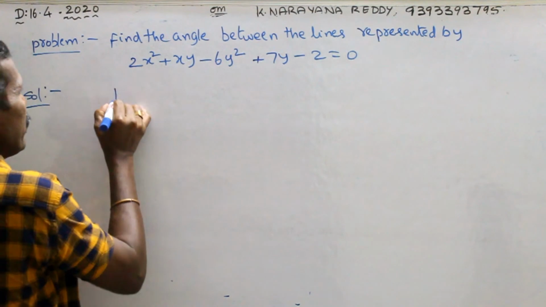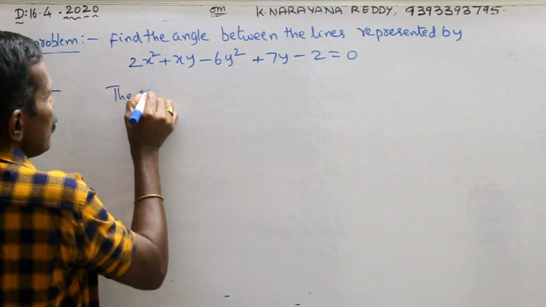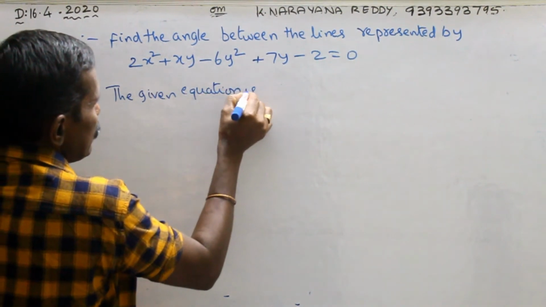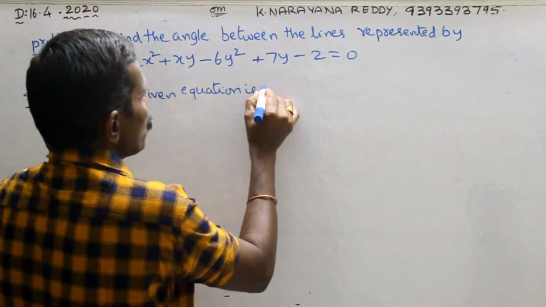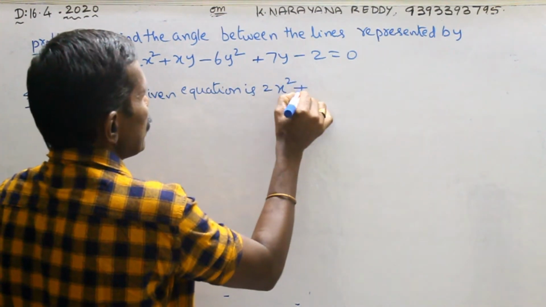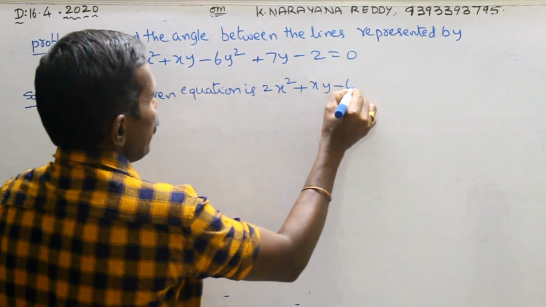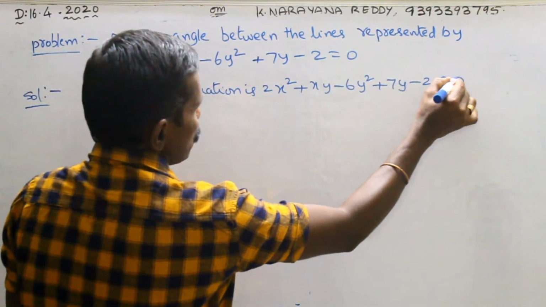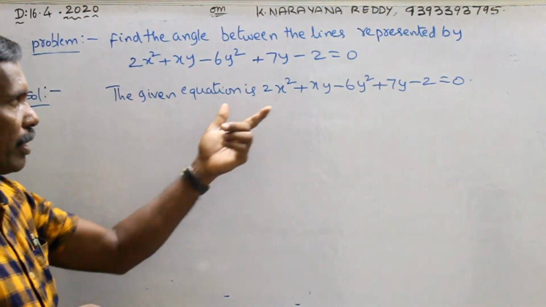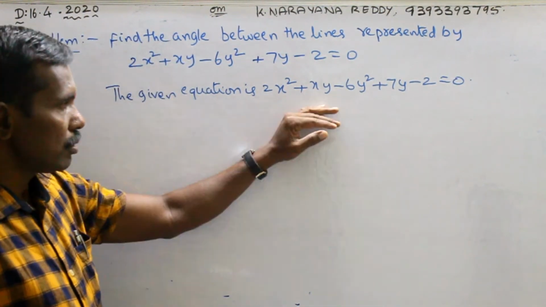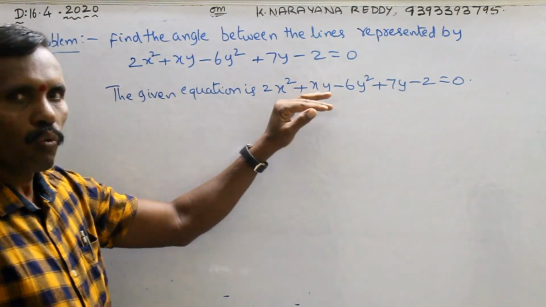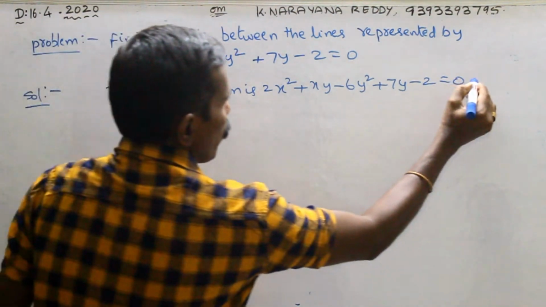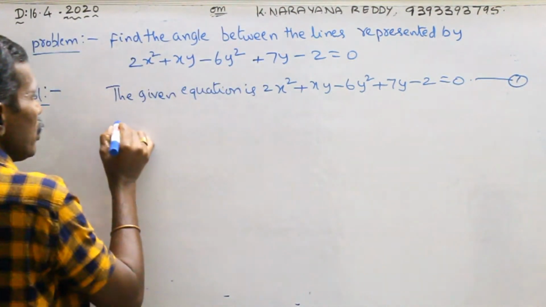First of all, the given equation is 2x square plus xy minus 6y square plus 7y minus 2 equals to 0. This is the given equation, but this equation we want to compare with another equation. This is equation 1.